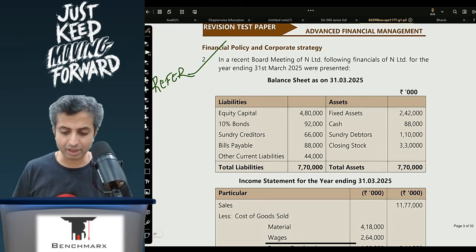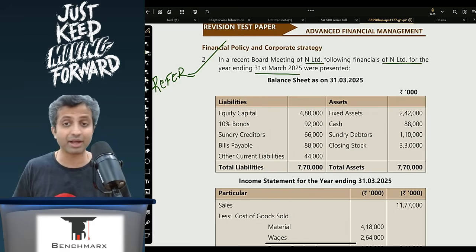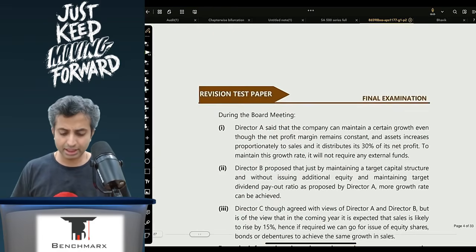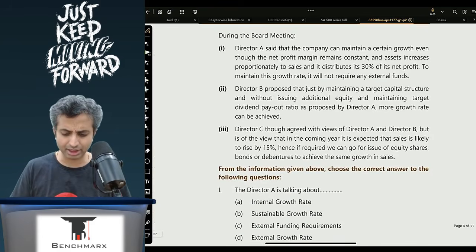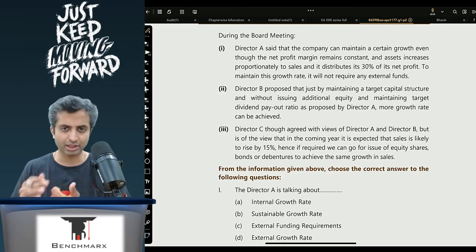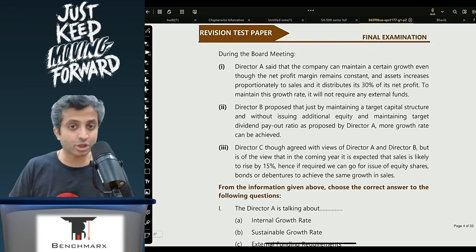So over here, financial policy and corporate strategy. In a recent board meeting of N, the following financials of N for the year ended 31st March 25 were presented. So you have the entire financials, a balance sheet and an income statement. Next you have 3 statements given by 3 different directors, with one MCQ for each of the statements, and the 4th one is a calculative part. So let us review it quickly.